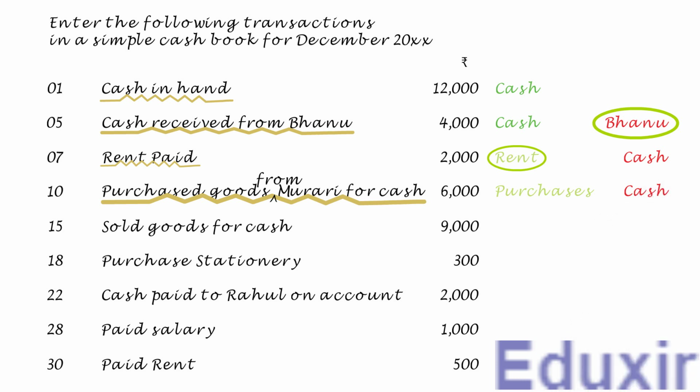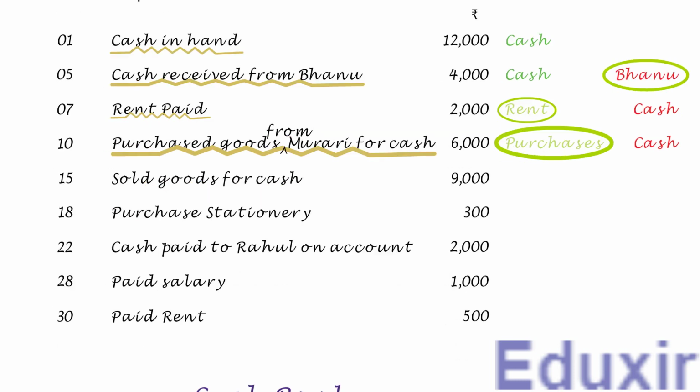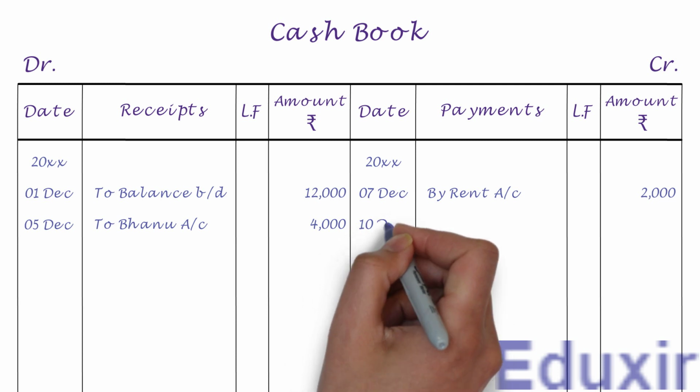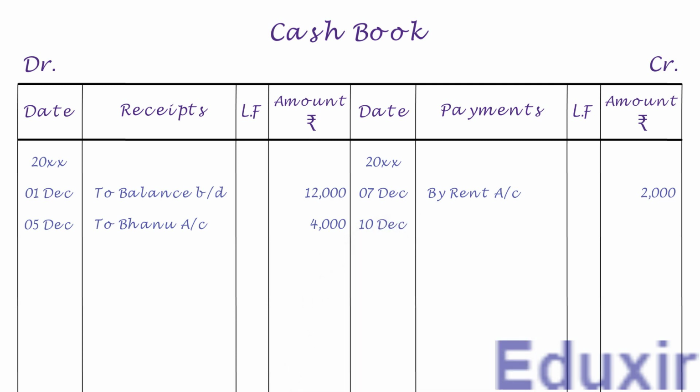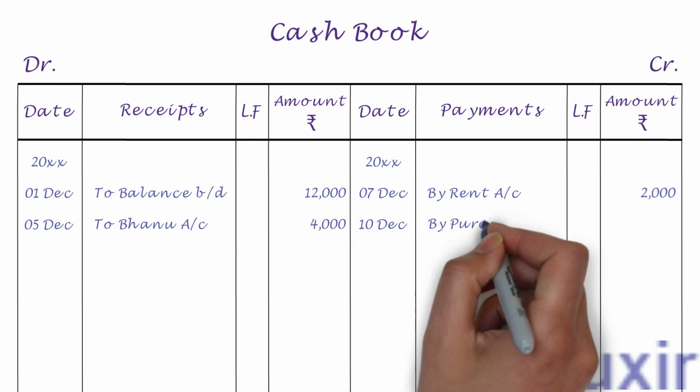In this transaction, as you can see, the cash is on the credit side. So it needs to be posted on the credit side of the cash book. Note that the particulars that need to be posted in the payments column of the cash book is purchases account. With this analysis at our disposal, let us proceed with the posting of this transaction on the credit side of the cash book. Let us first record the date. Let us then record the purchases account in the payments column.